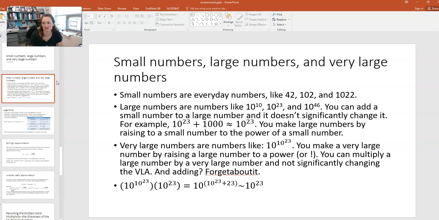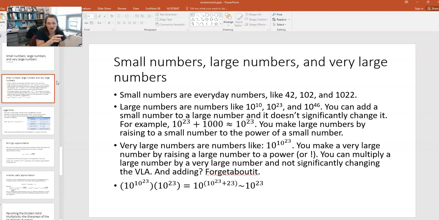Or 102, or 1,022, or 1,000,002, right? Large numbers are numbers like 10 to the 10th, 10 to the 23rd, 10 to the 46th. The difference is that you can add a small number to a large number and it doesn't really change it. For example, say you have a mole of things, 10 to the 23rd, and to that mole you add 1,000 things. Well, 10 to the 23rd plus 1,000 is still pretty much 10 to the 23rd.